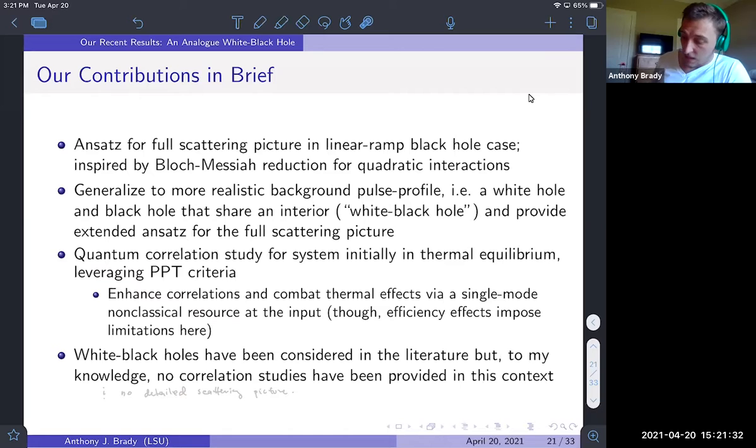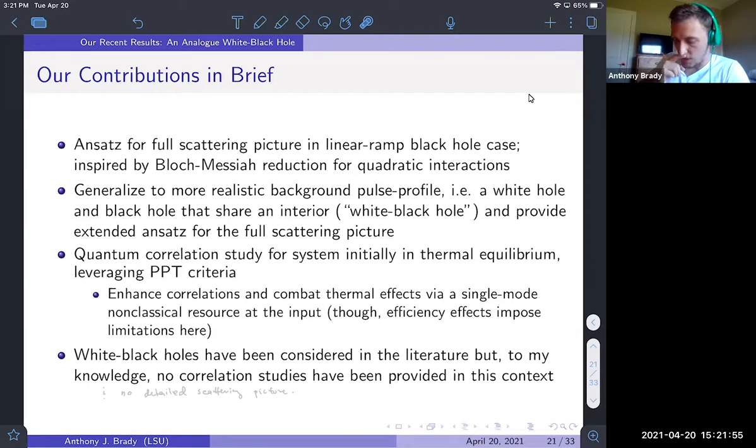Thanks, Mark. So that's just a minor step. We also generalize to more realistic background pulse profiles, with a leading edge and a trailing edge, which is a white hole and a black hole that share an interior region. That's what I showed before. And this is the white-black hole that's in the title of my talk. And we also provide the extended ansatz for the full scattering picture.